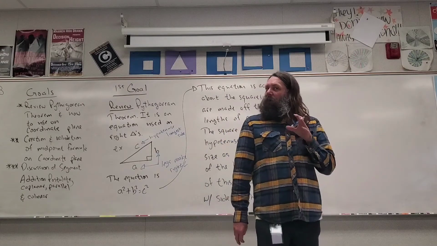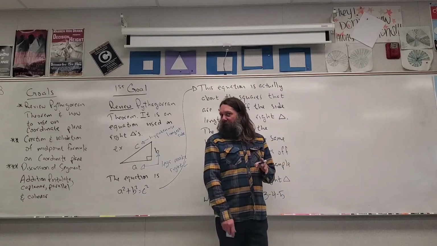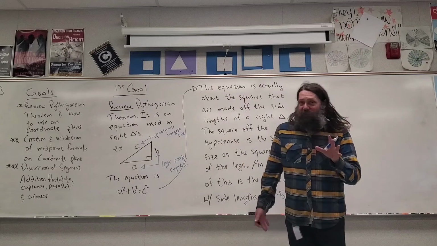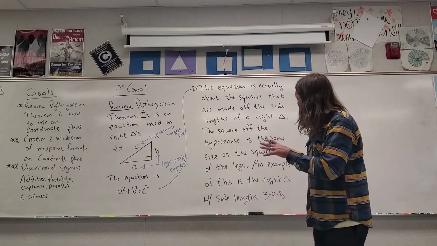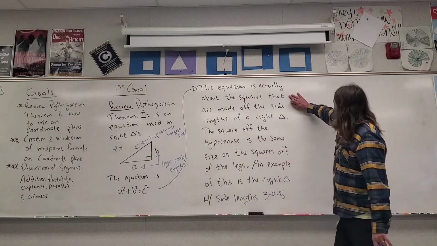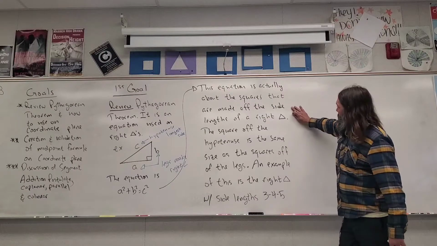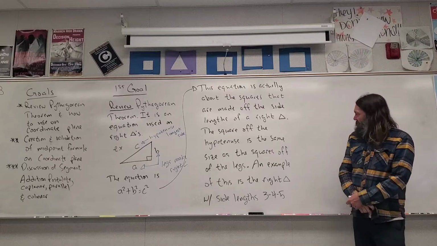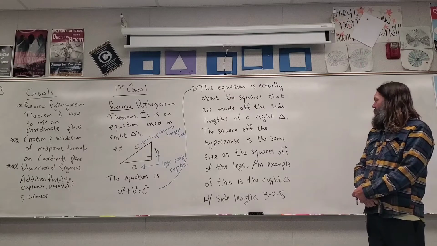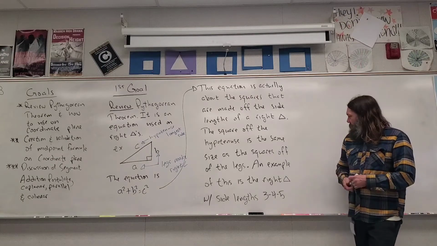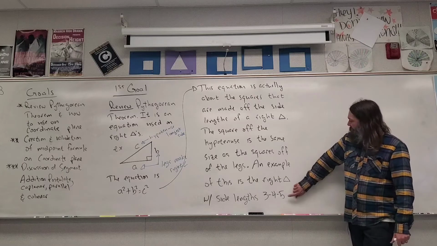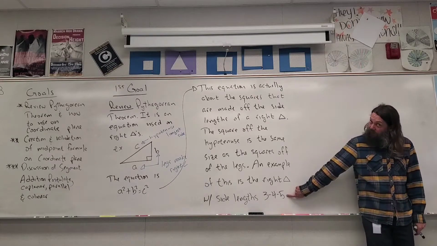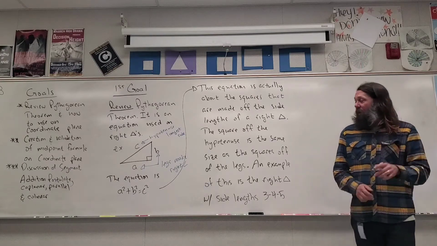Now, many people don't realize this about the Pythagorean theorem, and I'm going to read this because I keep repeating myself, but the equation is actually about the squares that are made off the side lengths of a right triangle. The square off the hypotenuse is the same size as the squares off the legs. An example of this is a right triangle with side lengths 3, 4, 5. Remember, 5 must be the hypotenuse because it's the longest side length.